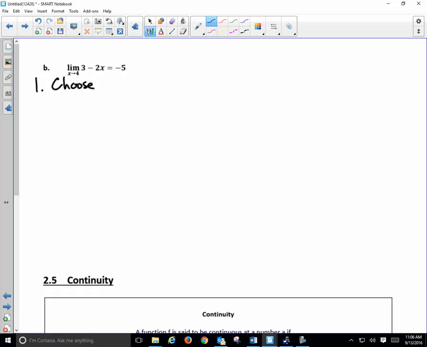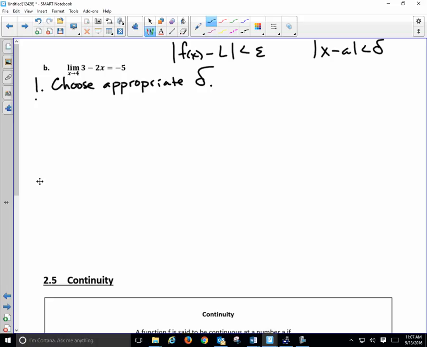First step, without looking at the other side, choose what? Choose appropriate delta. Do you remember what we wrote down? The absolute value of ... less than epsilon whenever. So let's write that down. Try to make the left look like the right.